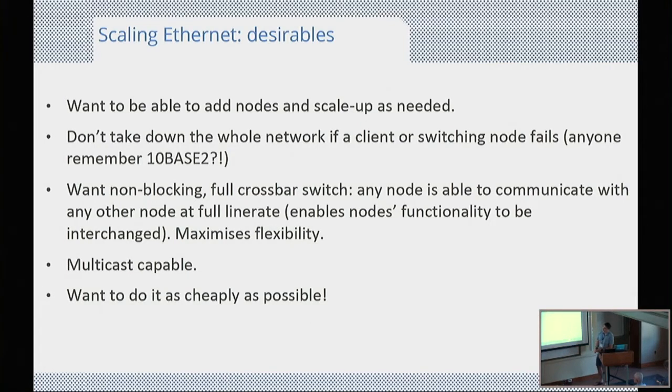We want this full crossbar non-blocking switch. We want any node to be able to communicate with any other node, and this would allow nodes' functionality to be interchanged. One minute a Scarab board can be an F engine, the next minute it can be an X engine. If the board fails, we can reroute its data somewhere else. We want it to be multicast capable. This was a key thing for MeerKAT from the get-go. We want commensal observation, and of course we want to do this all very cheaply.